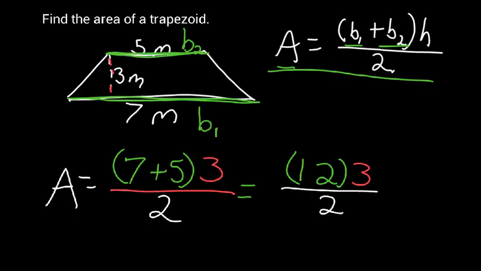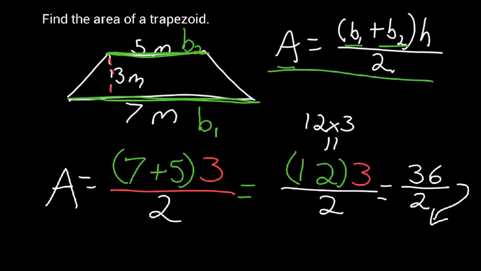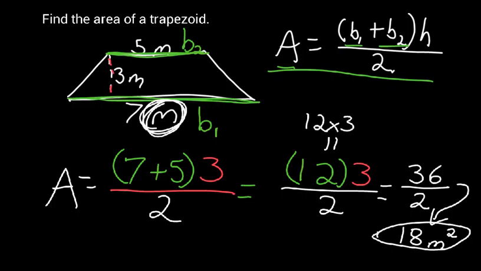Well, 12 parentheses 3 is the same as saying 12 times 3. So those are the same thing. So once we do 12 times 3, we get 36 divided by 2. And once you do 36 divided by 2, you'll come up with your final answer of 18. And we always want to keep our units, and we go back to our units, which is right over here, meters. And we know that for area, our unit will be squared. So our answer will be 18 meters squared.